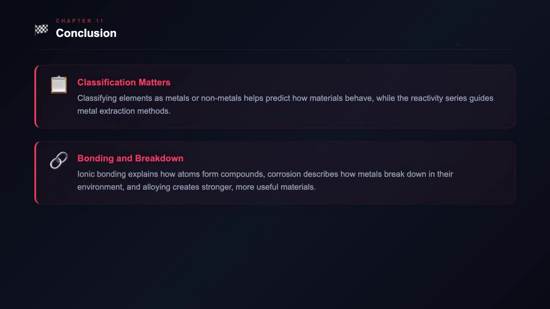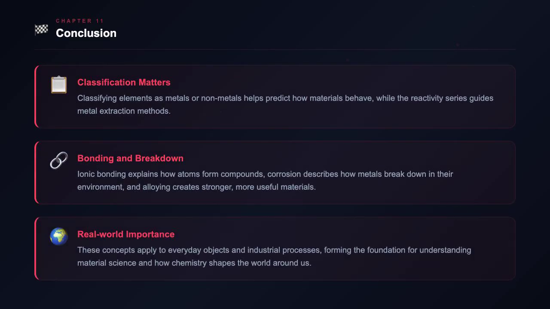Metals and nonmetals are classified based on their physical and chemical properties. This classification helps predict how materials behave in different situations. The reactivity series shows how metals react in chemical reactions and which methods work best for extracting metals from ores. Ionic bonding explains how atoms form compounds. Corrosion is the breakdown of metals when they react with their environment. Alloy formation is the process of mixing metals to create stronger materials. These concepts are important because they apply to real-world uses, from everyday items to industrial processes. They provide a foundation for understanding material science and how chemistry shapes the materials around us.